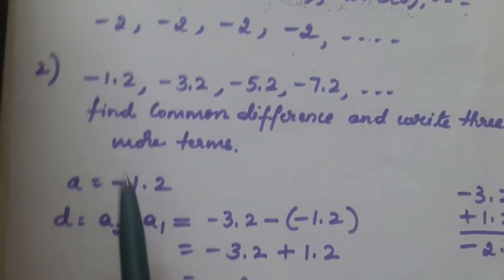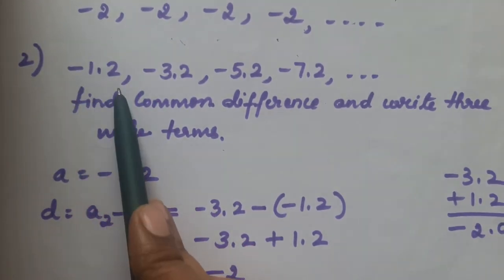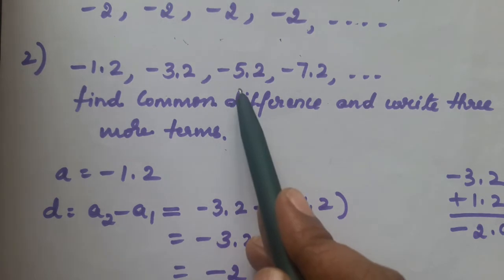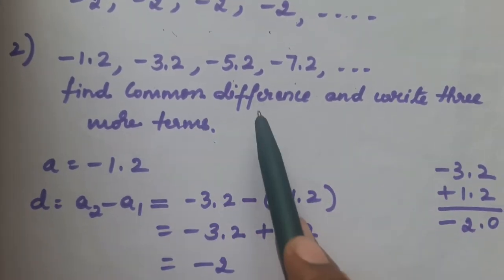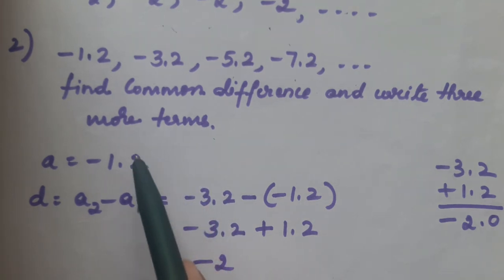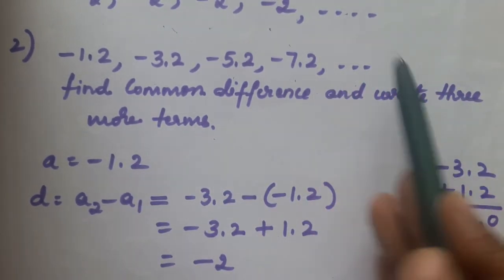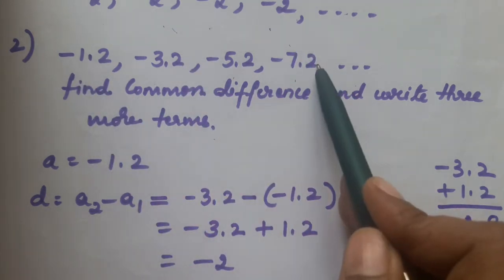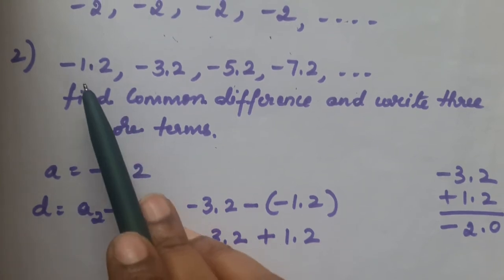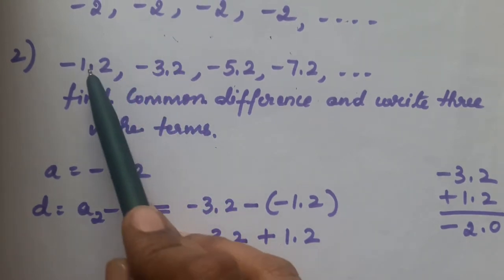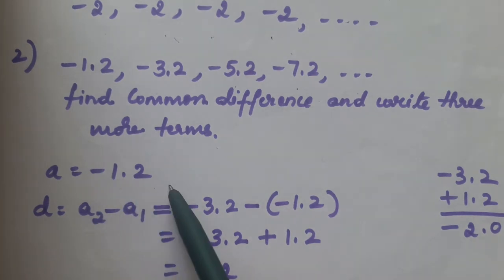Next, one more. Here minus 1.2, minus 3.2, minus 5.2, minus 7.2, etc. We have to find the common difference and write 3 more terms. Here the first 4 terms they have given, and the next 3 terms we have to write. Firstly, we have to know what the first term is. By seeing this, we can know the first term: A is equal to minus 1.2.